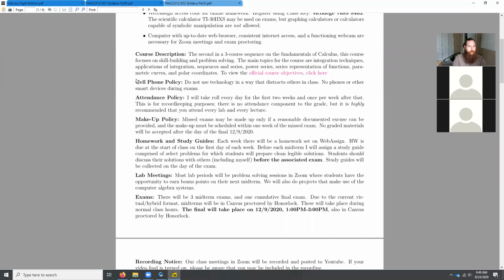Cell phone policy, this is more relevant in in-person classes, but you know, DBAA, just be polite. Don't use phones or any other tech in a way that distracts people. And of course, no phones or other smart devices during exams. That should go without saying.